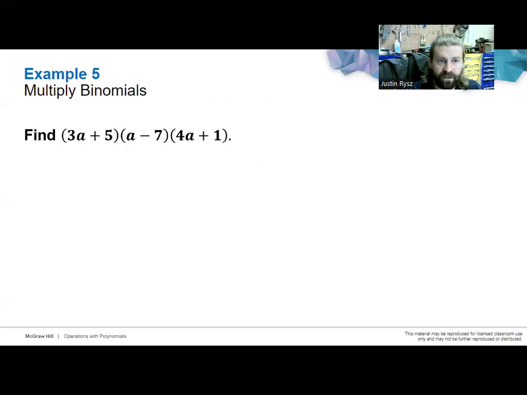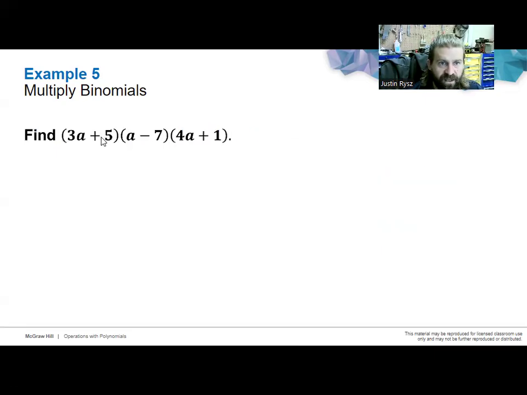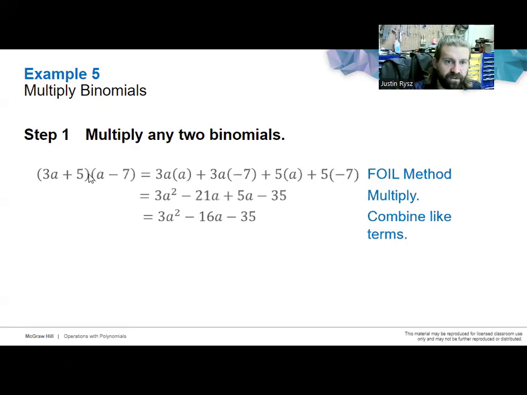All right. Now, if we have multiple binomials, we're going to show you what we do. What we're going to do first is take the first two and FOIL them together. So if I go back to this problem here, let's see if I can scroll back. I've got 3a plus 5 and a minus 7. I'm going to multiply those together by FOILing.